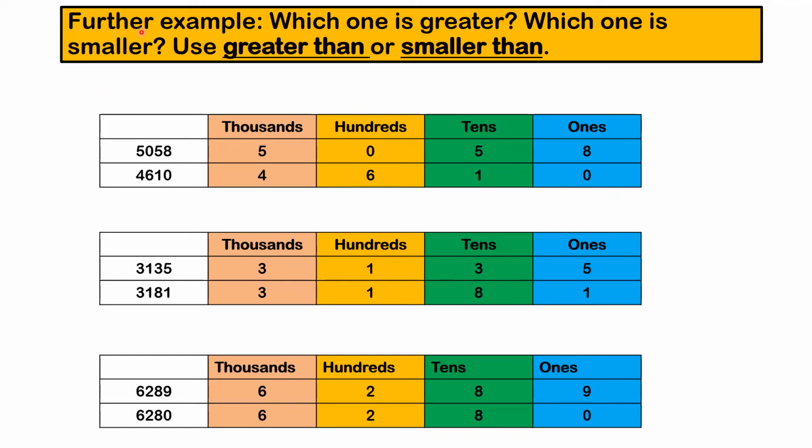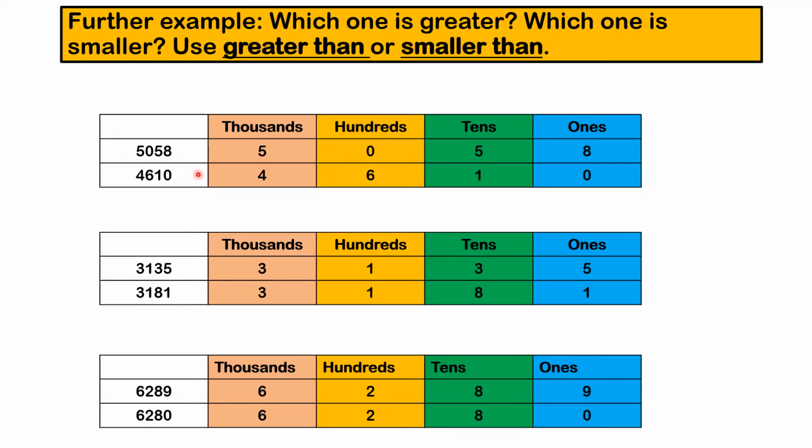Next, let's have a look at this example where we are given three different sets of numbers to compare. The first set of numbers to compare is 5,058 and 4,610. I put the numbers in place value charts in thousands, hundreds, tens, and ones, so that we can see the digits more easily and tell which one is greater.